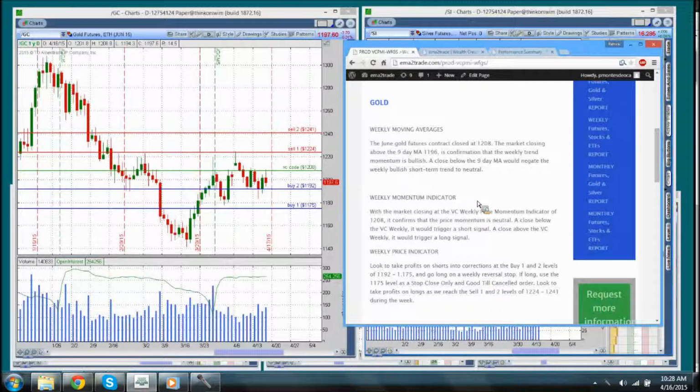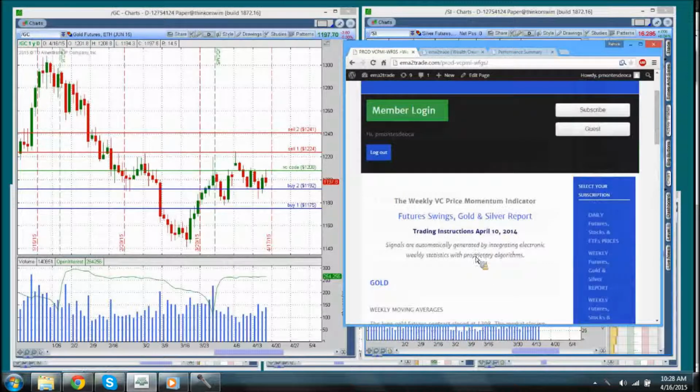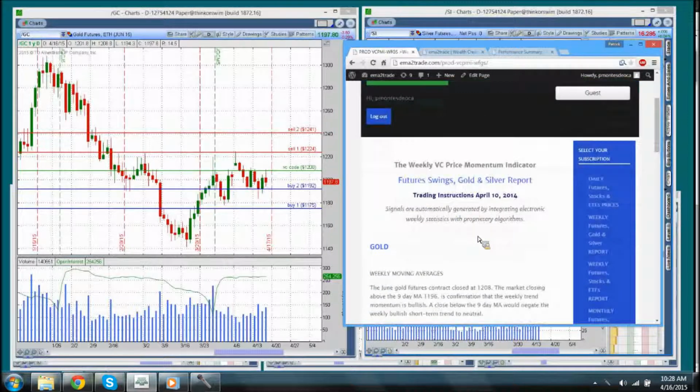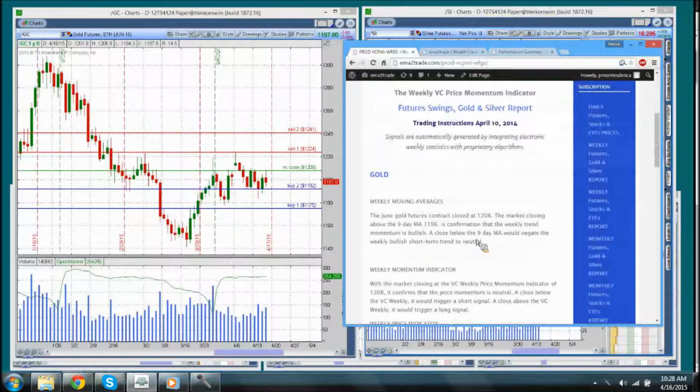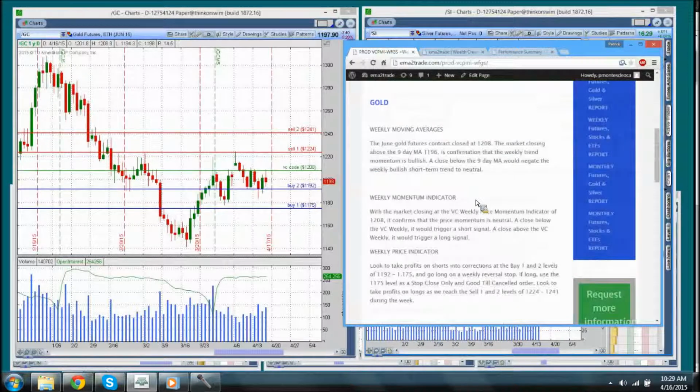On this video report, what I would like to do is take a look at the VC Weekly Price Momentum Indicator report that was published on April the 10th, 2014, last Saturday. This report is published every Saturday, and it gives us a very clear picture of the algorithms that we can use the following week. This report was published last Saturday for this week.